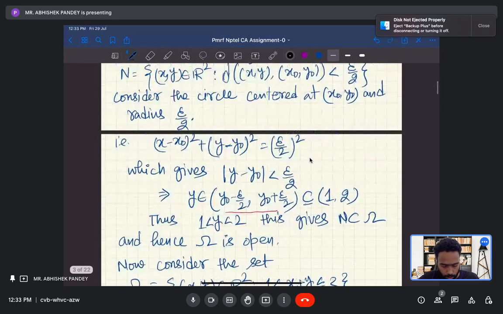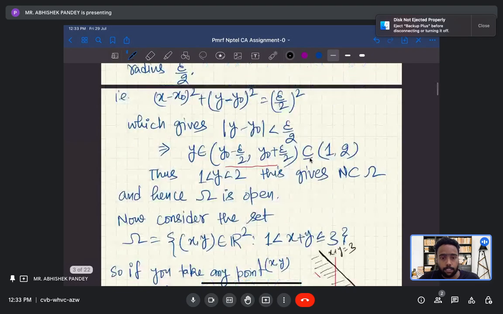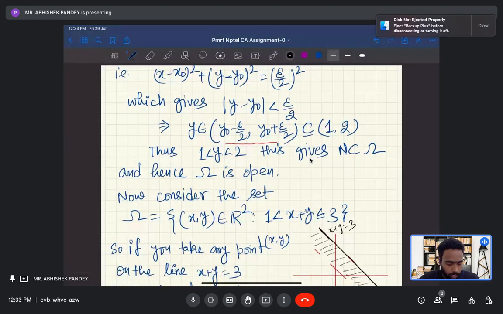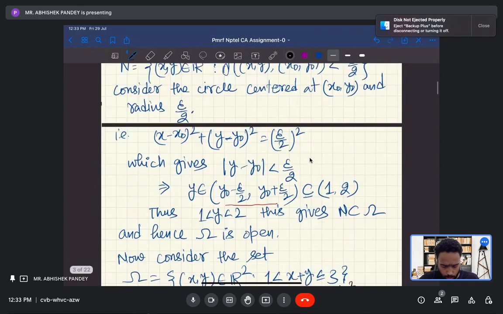This gives us that mod of y minus y naught is less than epsilon by 2. This implies y belongs to (y naught minus epsilon by 2, y naught plus epsilon by 2). And since of the way we have chosen epsilon, this will be completely contained in the open interval (1, 2). Thus y is less than 2 and greater than 1. This gives that the neighborhood is completely contained in omega, and hence omega is open. So option 1 is true.